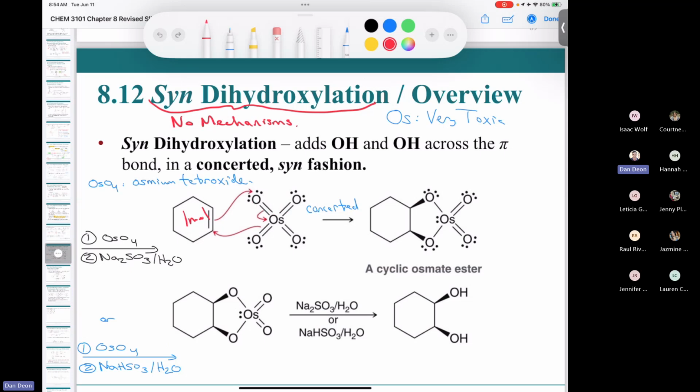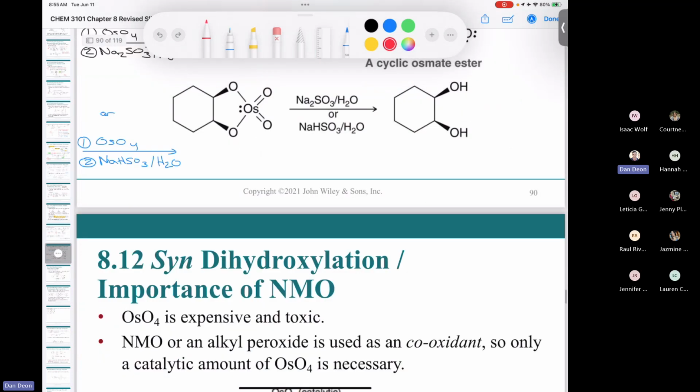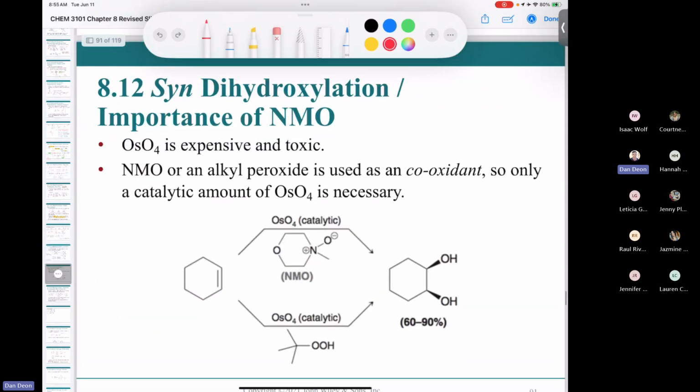And like I said, osmium is so toxic that using it in a stoichiometric amount is really crummy, okay? And people don't want to do that. I even worked with somebody one time, years ago, who was asked by our supervisor, could you do this reaction using osmium? And the person literally said, no, I refuse to. I'm not doing it, okay? And so they had to find somebody else to do it. So again, osmium tetroxide: expensive, toxic.